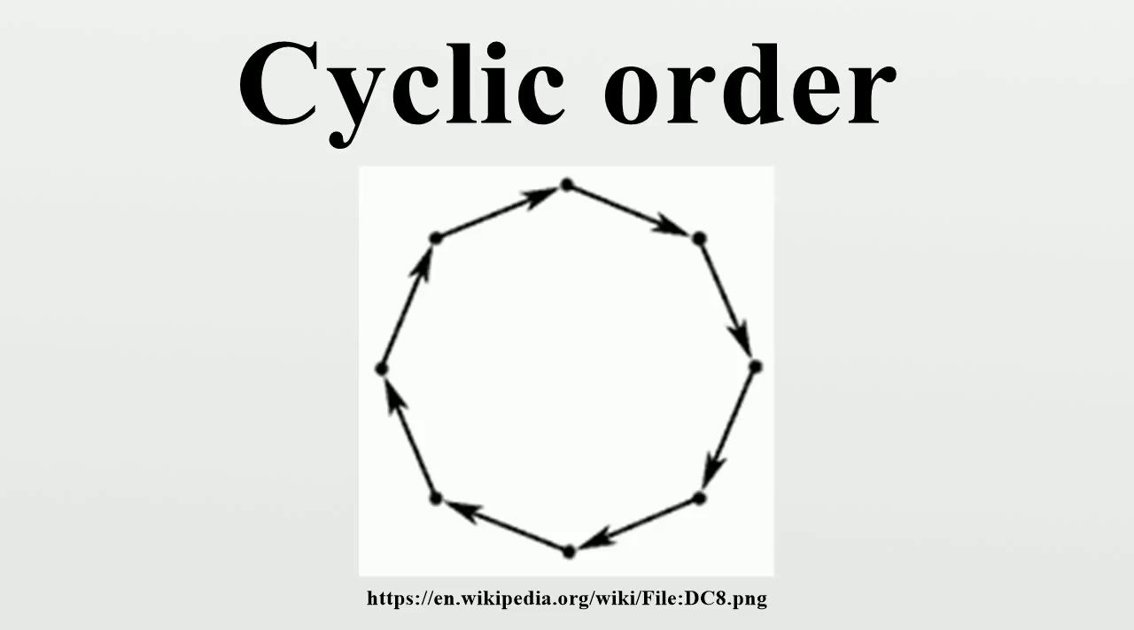A cyclic order on a set X can be determined by a linear order on X, but not in a unique way. Choosing a linear order is equivalent to choosing a first element, so there are exactly n linear orders that induce a given cyclic order. Since there are n! possible linear orders, there are (n-1)! possible cyclic orders.